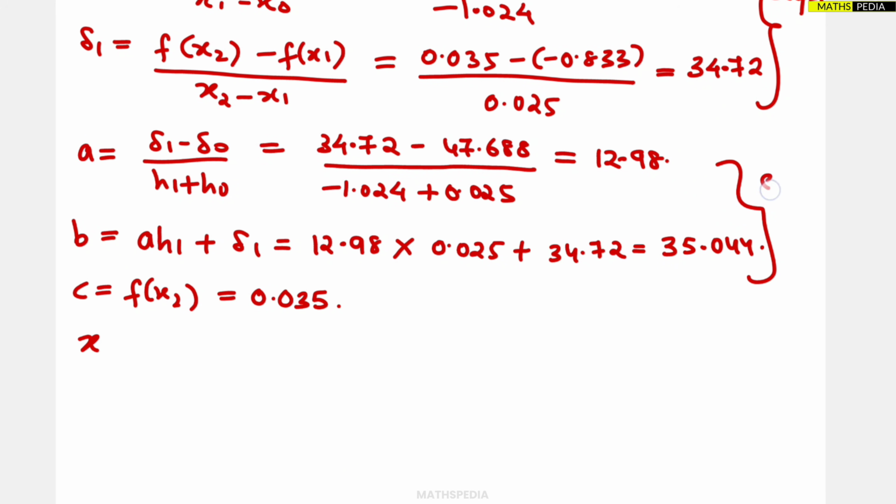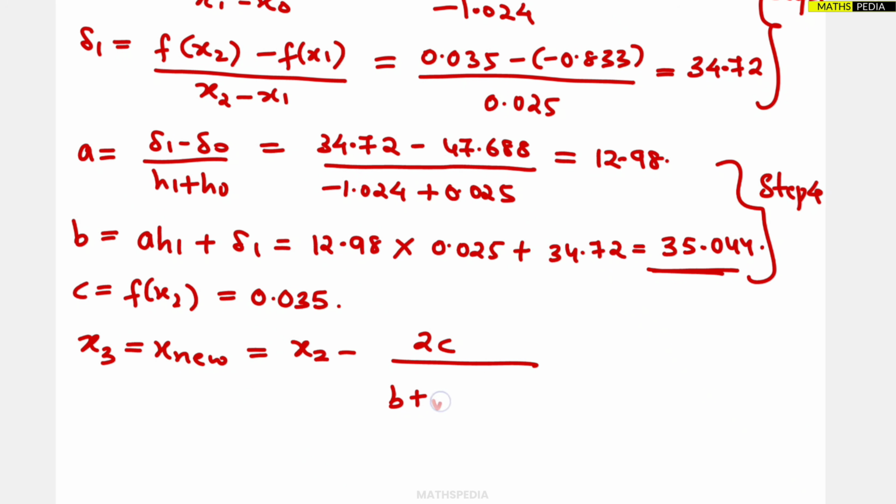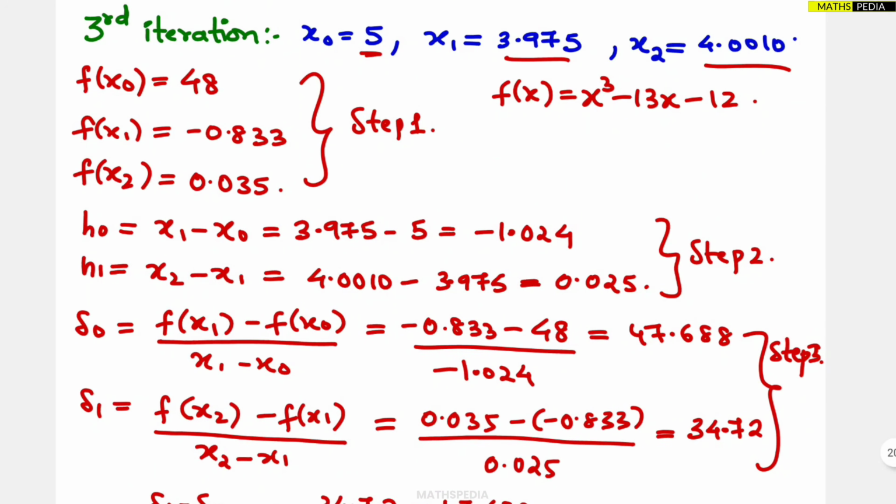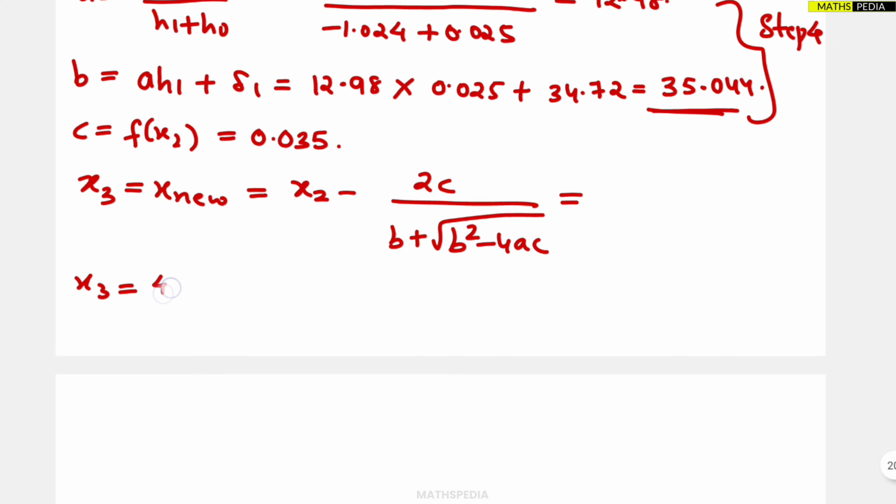So step 4 is also done. Step 5 is the last step, which is to find the x3 value, the new x value: x2 minus 2c divided by b plus or minus the square root of b square minus 4ac. Here b value is positive, so I have to take plus. Only the sign you have to understand here, plus or minus; it depends on whether b is positive or negative. Now we are going to substitute. So x3 becomes x2, which is the last value, 4.0010, minus 2 into c.